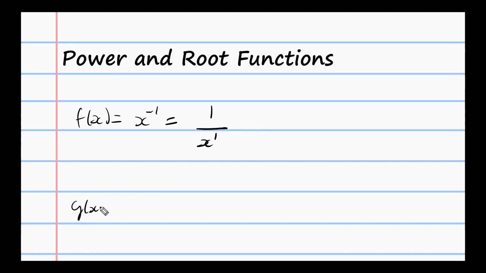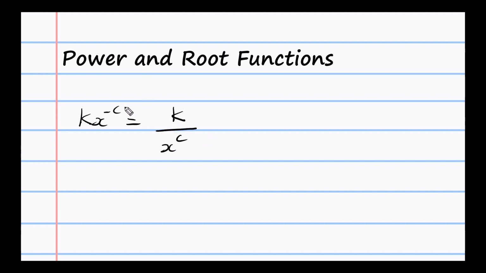If you have g of x equals 99x to the negative 88th power, that's just the same as 99 divided by x to the 88th power. Alright? So basically, if you have a power function kx to the negative c, you can just rewrite that as k over x to the c power. So that's just how negative exponents work.